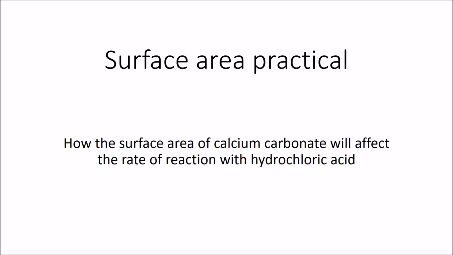Okay, so I'm going to go now again to a practical that is going to be demonstrated by Miss Donaldson, and I'll talk our way through it. We're going to be looking at the surface area of calcium carbonate. I've got 3 different forms of calcium carbonate that change the surface area. We're going to react it with the same concentration of hydrochloric acid, and we're going to measure how long it takes to produce 50 millilitres, or 50 centimetres cubed, of gas again.